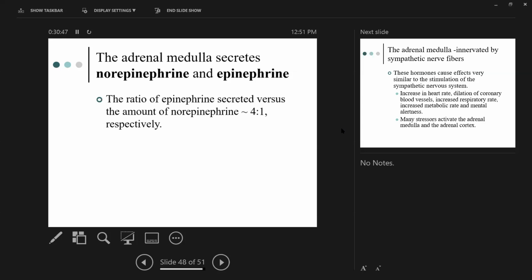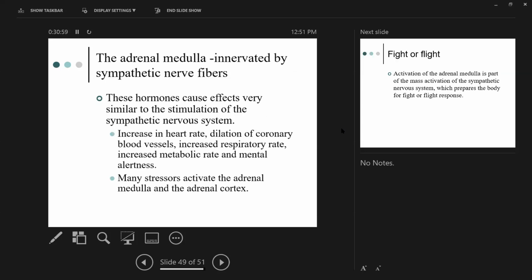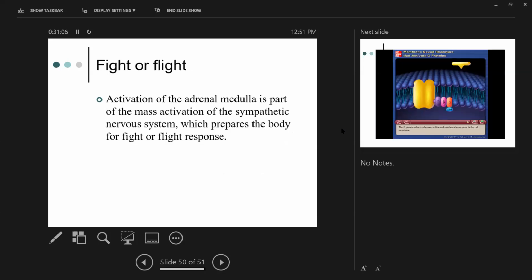So again, this is not controlled by the pituitary. Very important to understand that. This is controlled by the sympathetic nervous system. And this is all part of the fight or flight response. All right, we good?